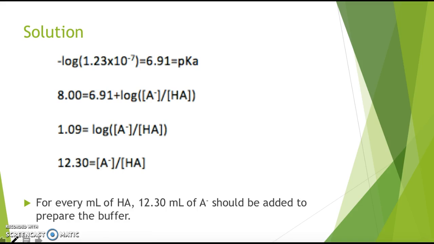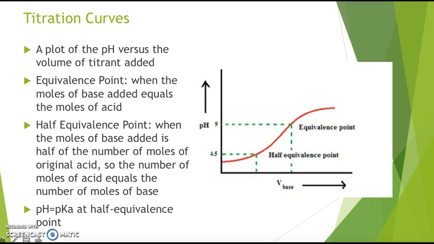Here we have a titration curve, which is a plot of the pH versus the volume of titrant added. The titration curve shown on the right marks the equivalence point and the half equivalence point of the titration. The equivalence point occurs when the moles of base added equals the moles of acid. The half equivalence point occurs when the moles of base added is half of the number of moles of original acid. So the number of moles of acid equals the number of moles of base.